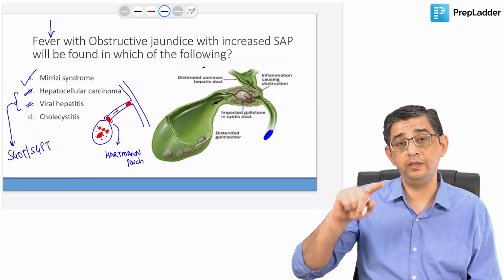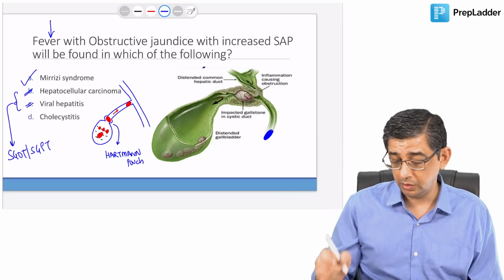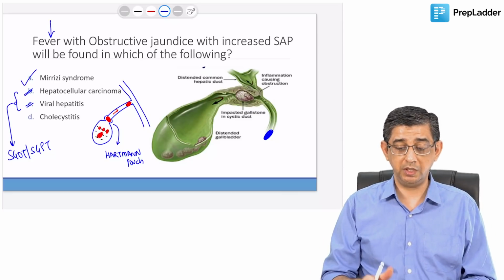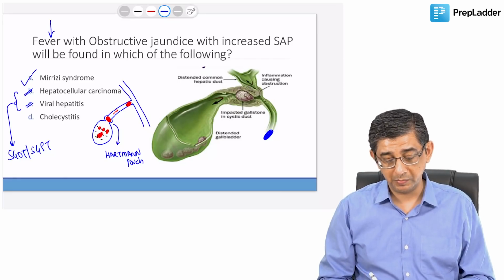If the stone is stuck in the distal CBD, it is going to be choledocholithiasis. But if the stone is stuck in the cystic duct or maybe in the Hartmann pouch, we call it Mirizzi syndrome, where the person can present with acute abdomen. There would be fever, right upper quadrant pain, and obstructive jaundice manifestations can occur.